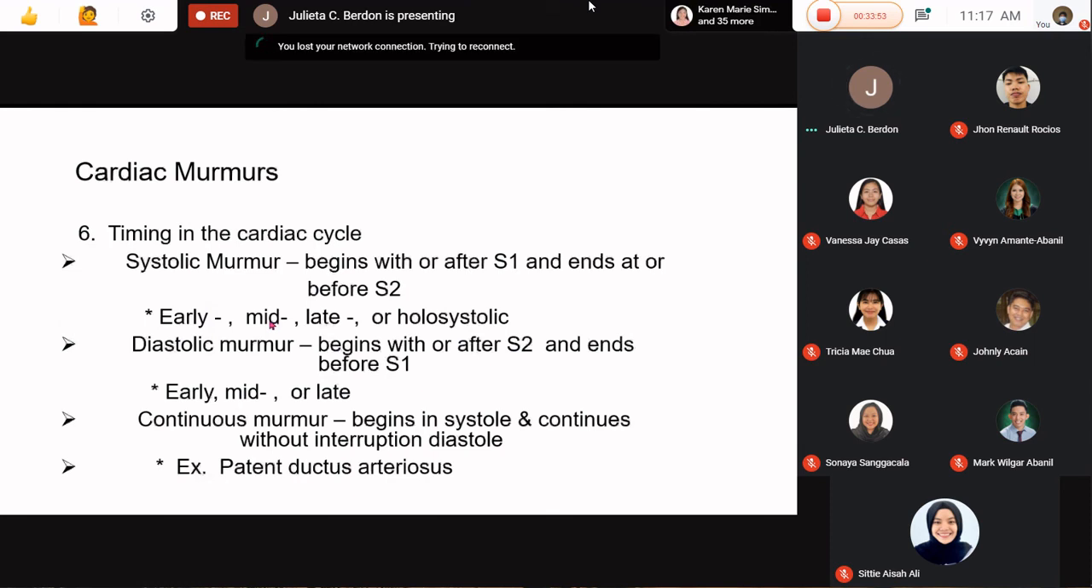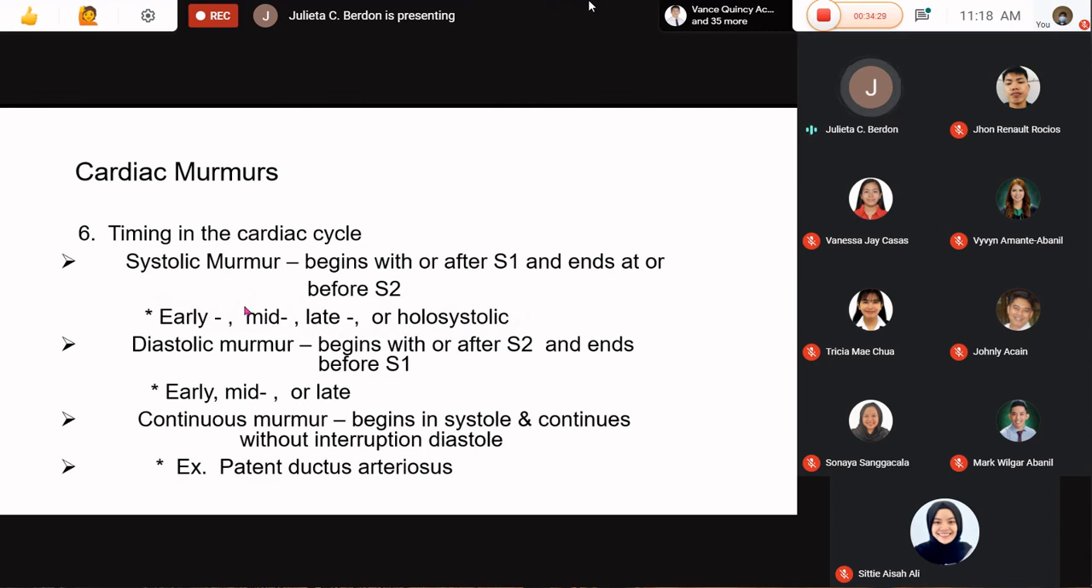Holosystolic means the entire systole, whether it's early, mid, or late. Certain diseases will be described as a late or mid systolic murmur, and you will appreciate that later on when you deal with diseases. This type of cardiac disease has an early systolic murmur, while this one has a mid. Right now, it is enough for you to know that you have to describe the murmur whether it's systolic or diastolic.